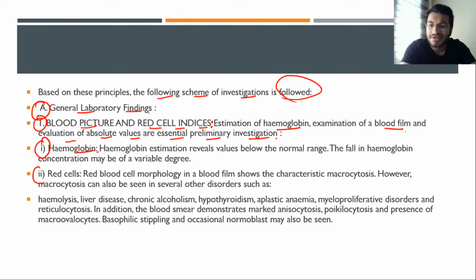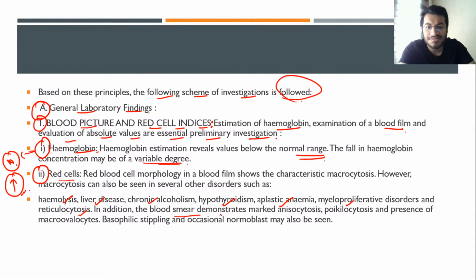First is hemoglobin. Hemoglobin estimation reveals values in the normal range, and the fall in hemoglobin concentration may be of a variable degree. Red cell morphology: size will be increased, macrocytes will be seen. Macrocytes are also seen in hemolysis, liver disease, chronic alcoholism, hypothyroidism, aplastic anemia, myeloproliferative disorders, reticulocytosis. In addition, the blood smear demonstrates marked anisocytosis, poikilocytosis, presence of macro-ovalocytes, basophilic stippling, and occasional normoblasts may also be seen.